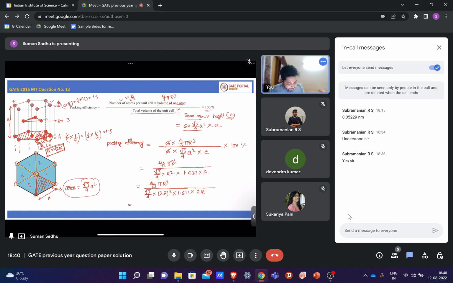So now, 4/3 π r³ divided by √3/4 into 4 into 1.633 into 2. Here it is r squared and here it is r, so it will be r³. Now this r³ and r³ will get cancelled out, and this 4 and 4 will also get cancelled out. So this will be 4π by 6√3 into 1.633. Sorry, there will be a 100 as well, as we are writing in terms of percentage.